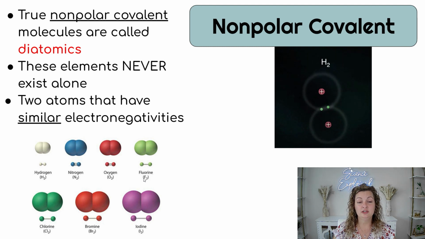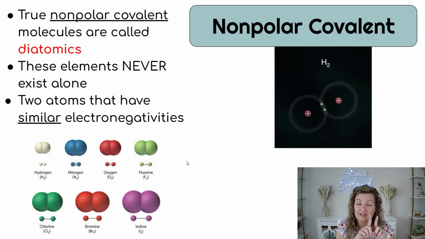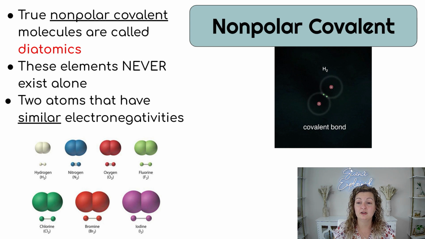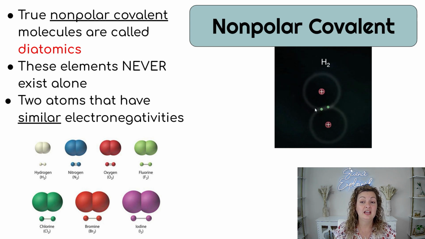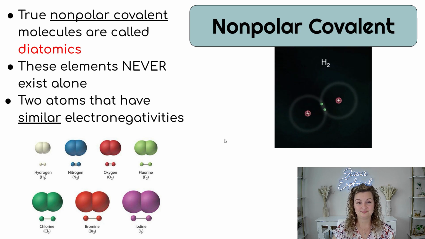And you can see their chemical formulas. So it's just going to be F2, O2, and so on and so forth, because they do happen as a pair. They're always going to be together. And this is just showing you hydrogen and how they come together as a nonpolar diatomic covalent bond.